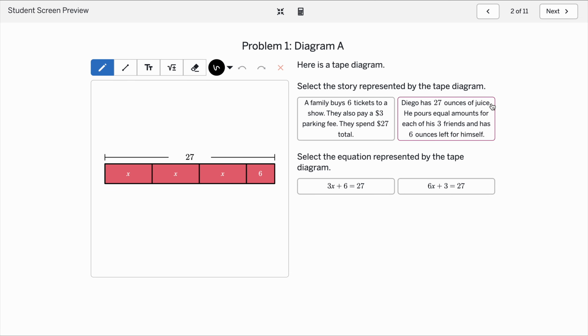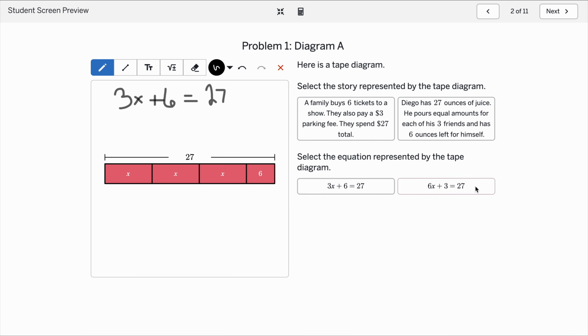These first few problems all go together. So here's a tape diagram. Select a story represented by the tape diagram, and then select the equation represented by the tape diagram. It looks like I have 3x's, add 6 is 27, because I have 1, 2, 3 boxes that are the exact same. So that means 3x add 6 equals 27.